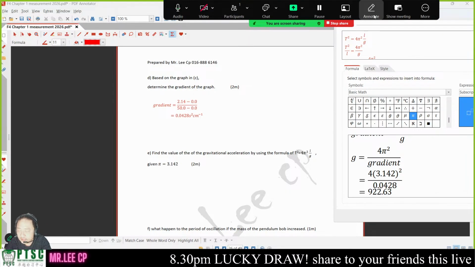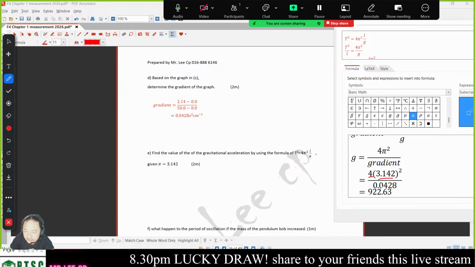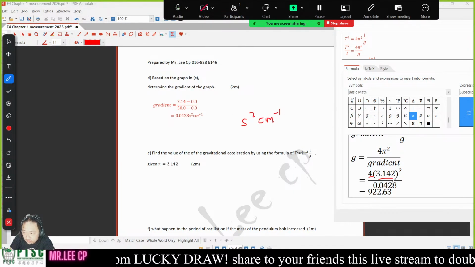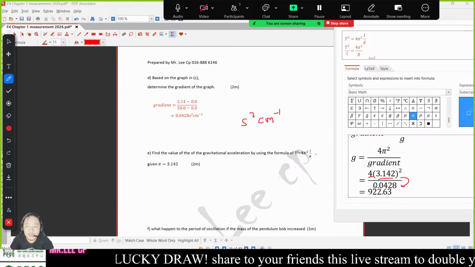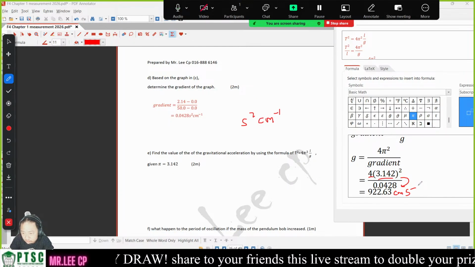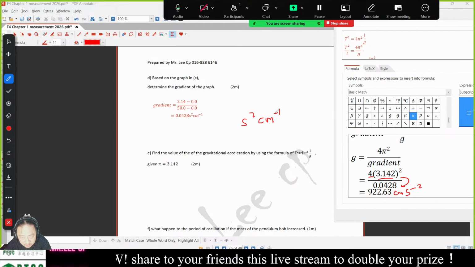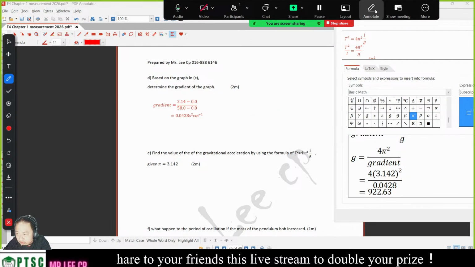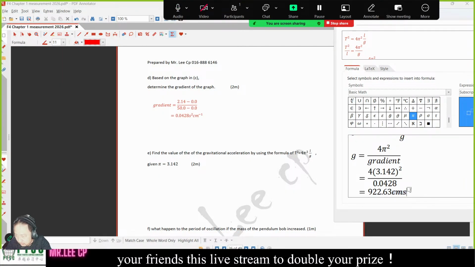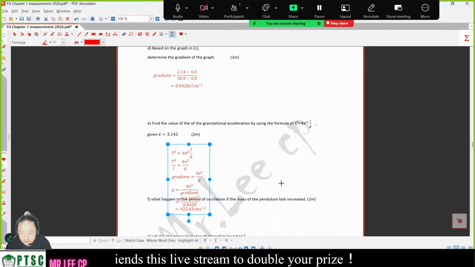922.63. So what is the unit of here? 4 no unit, pi no unit. The gradient unit is s square cm minus 1. Now it is at the bottom, meaning terbalik. So this one is cm s minus 2. Right, terbalik. This one become negative, this one become positive. So the unit is cm s negative 2. This is what you got. The gravity.